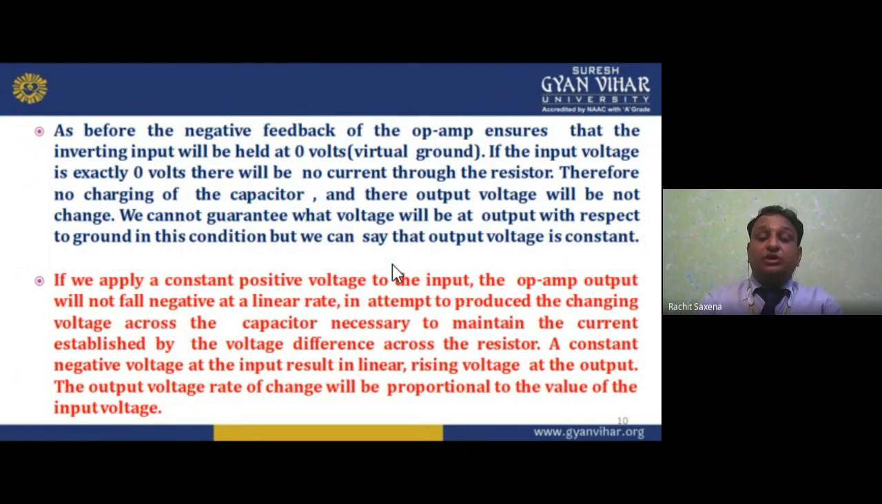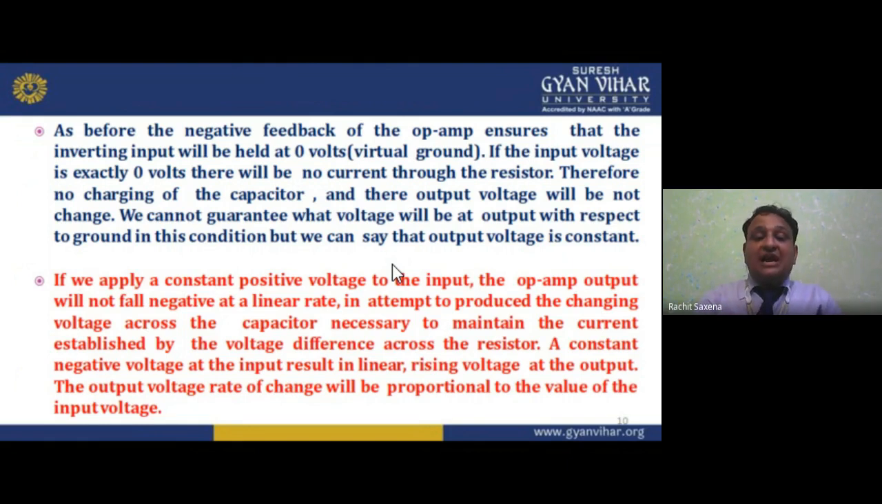Now if we apply a constant positive voltage to the input, the operational amplifier output will fall negative at a linear rate. Which rate? At a linear rate. In an attempt to produce a changing voltage across the capacitor, necessary to maintain the current established by the voltage difference across the resistor.